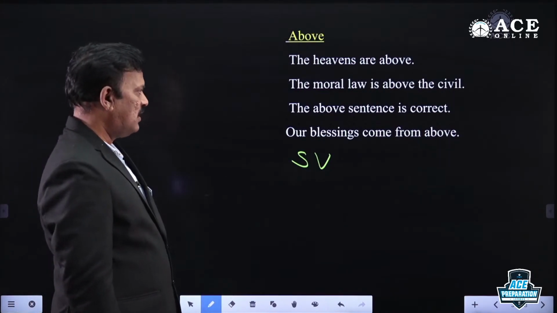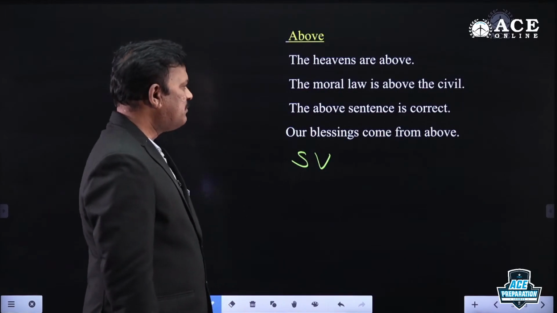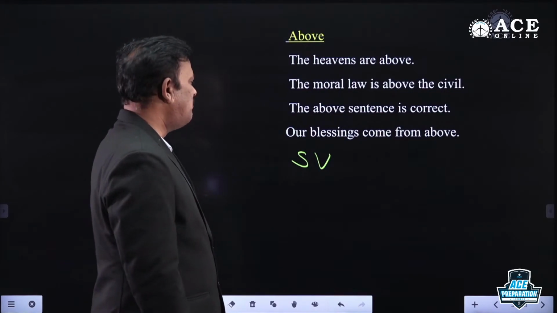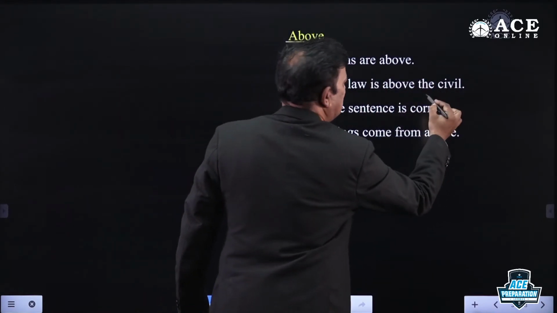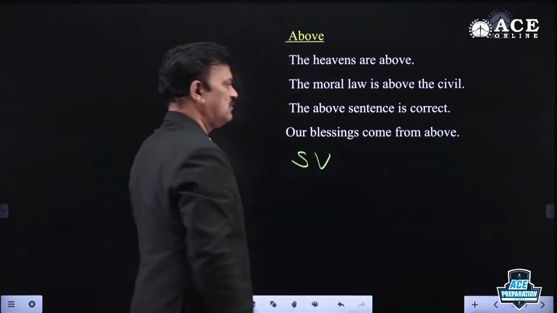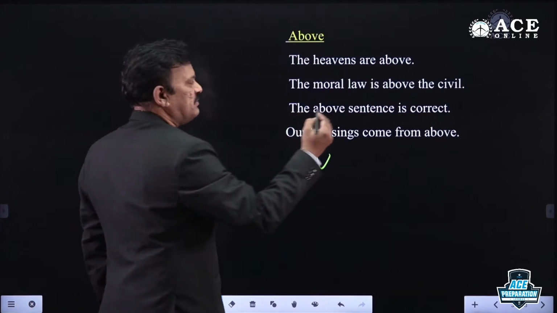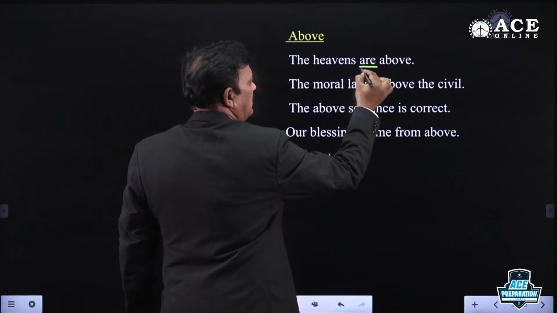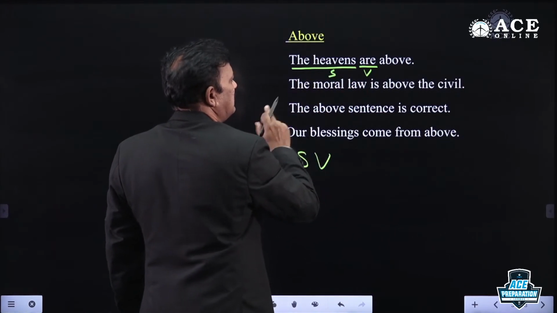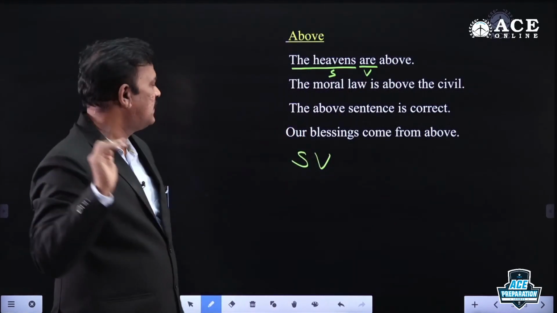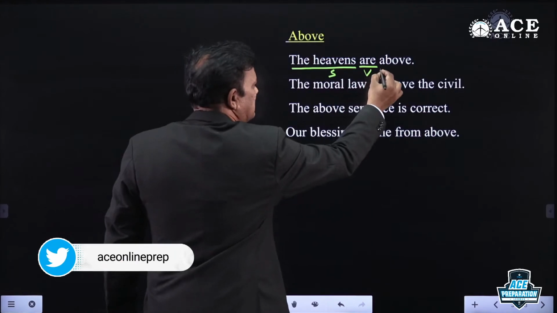The heavens are above. The moral law is above the civil. The above sentence is correct. Our blessings come from above. Obviously, if you observe, there is one common word, above. So how am I using this particular word in a sentence? Maybe the first one I'll do for you. Verb, subject. This is a simple sentence. This is a noun phrase. Noun phrase, last word is noun. It's okay. But this.